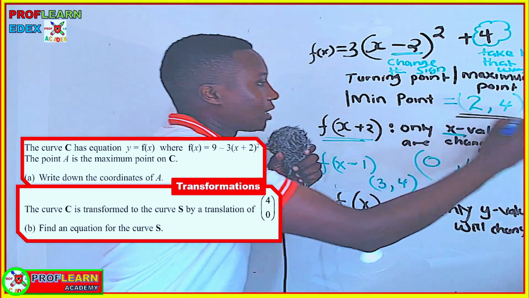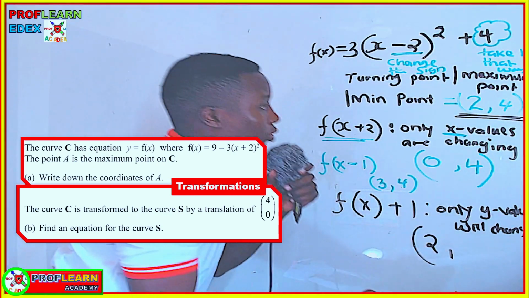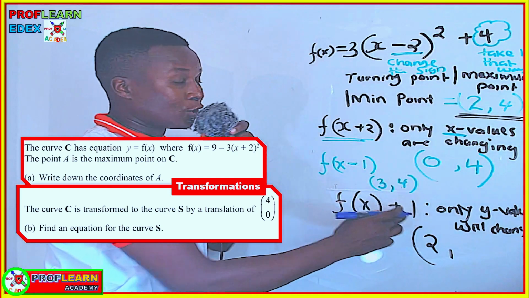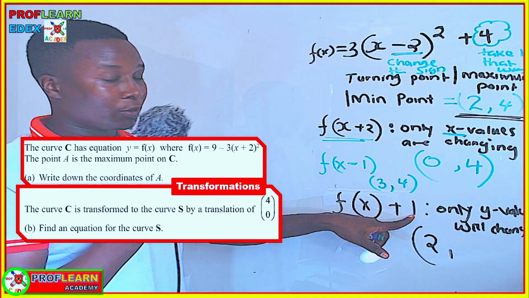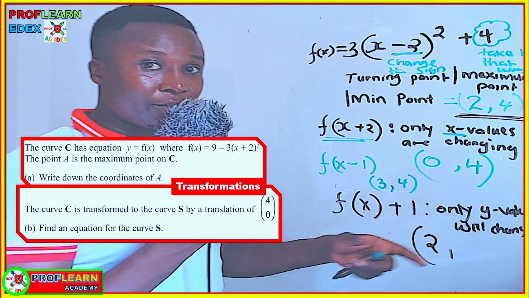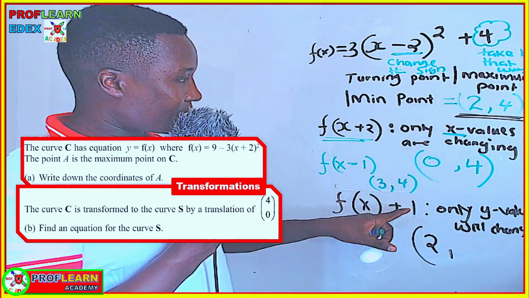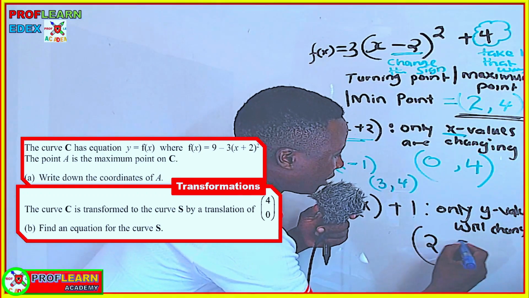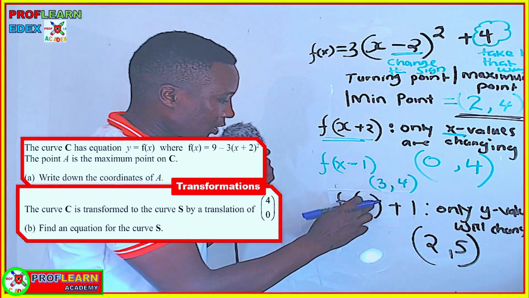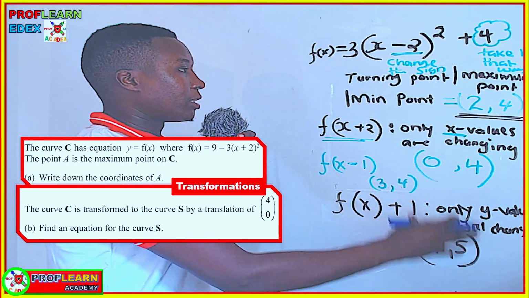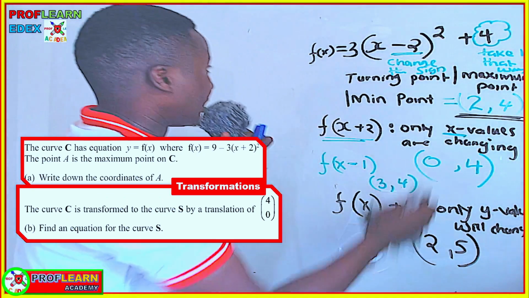Therefore, since our original is this one, the y value is going to be 4. Then since this is plus, you do exactly what you are told. For the y part, you always do exactly what you are told. If it's plus, you add 1 to this one. If it's minus, you subtract. So the new value is going to be (2, 5). But if there is a transformation change inside here, it means the x values are going to be affected.